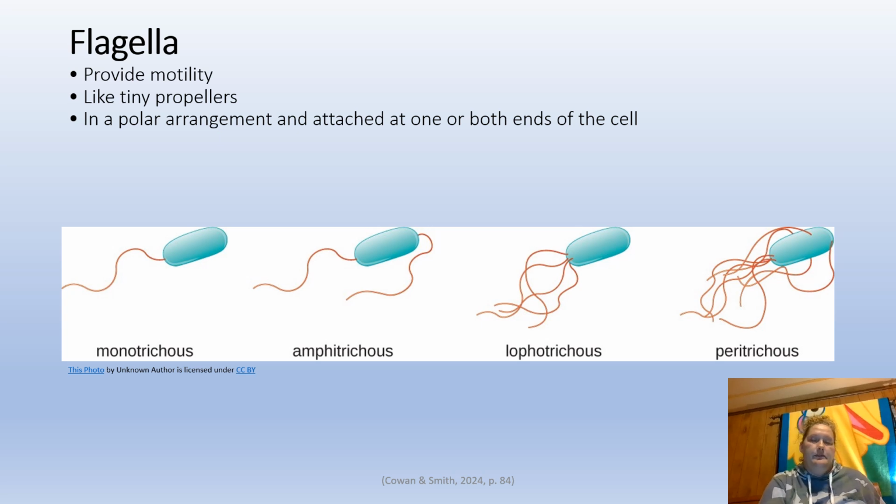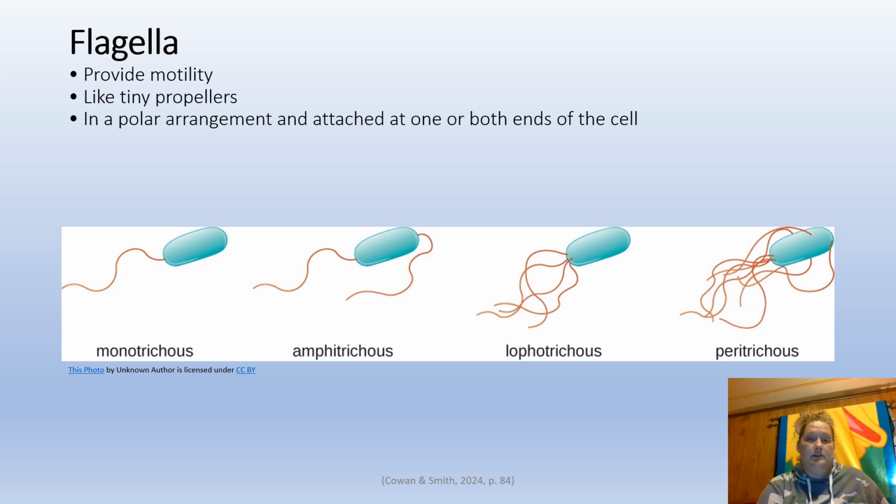All right, the flagella of a cell is for motility. It provides a way for the cell to swim around in an aqueous environment. It's like the tiny little propellers on a boat, or like arms or a tail, that help it swim through an aqueous environment. And they are set up in a polar arrangement, which means that the flagella could be at one end, or both ends, a bunch on one end, or all sticking out all around the cell.